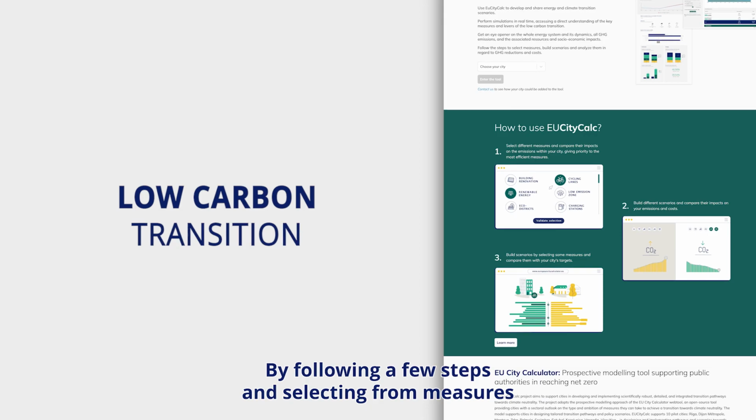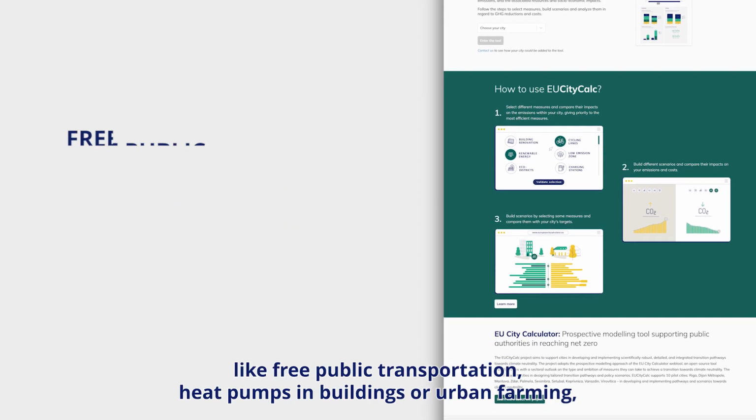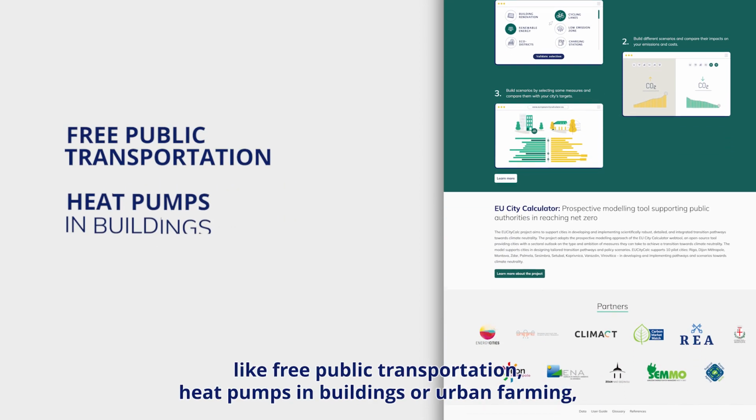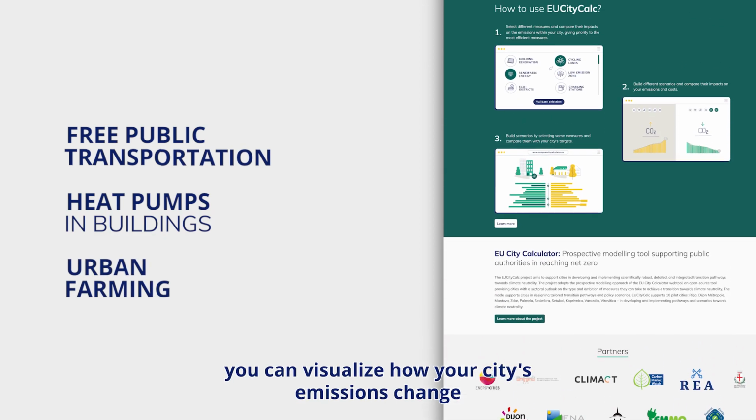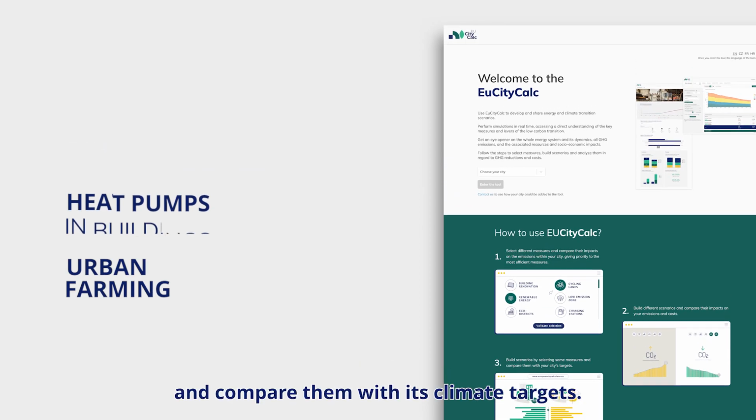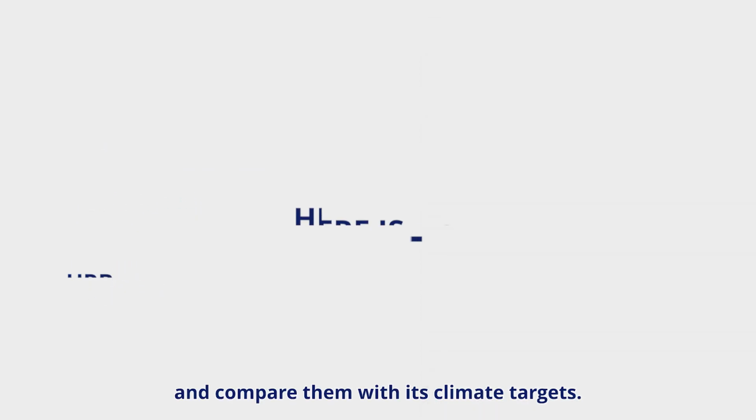By following a few steps and selecting from measures like free public transportation, heat pumps in buildings, or urban farming, you can visualize how your city's emissions change and compare them with its climate targets.